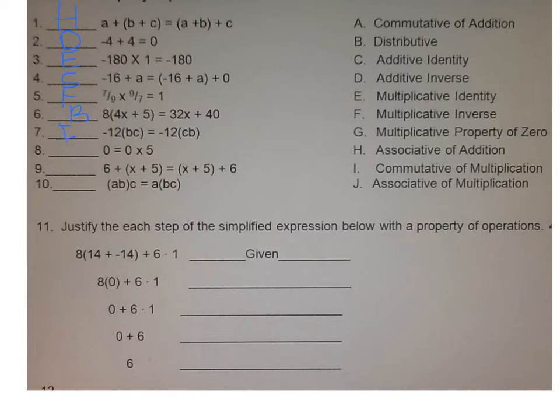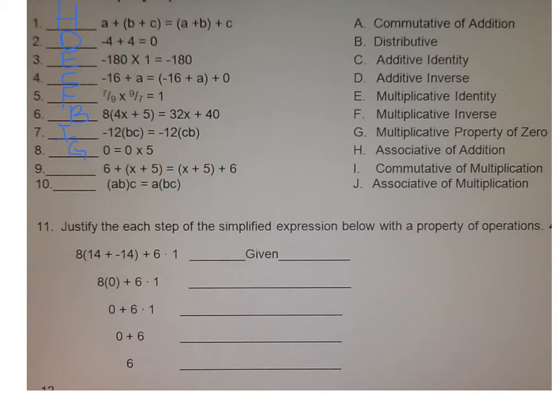And I is the commutative property of multiplication. B and C moved, so it must move: commutative. Number 8 should be G. That's the multiplicative property of 0, multiplying by 0.